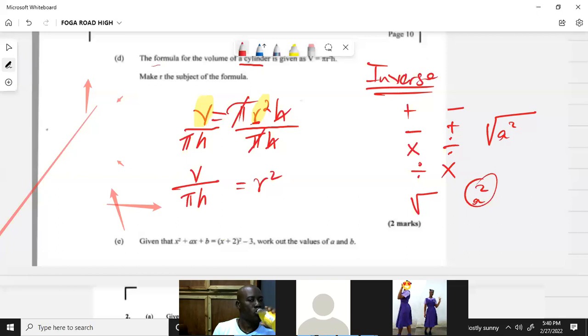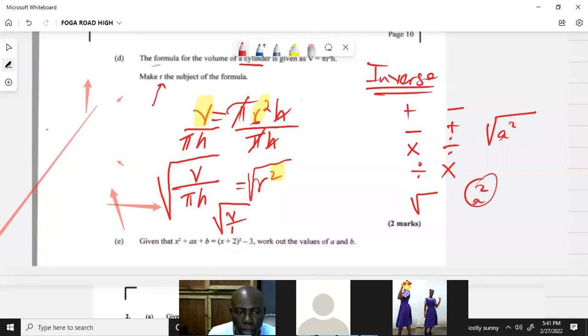We're not done, because they didn't ask us for r squared. We were asked to find r, but we are at r squared. We need to get rid of the square. What do we do? Square root. We'll take the square root here, but whatever you do on one side, you have to do to the other side. So we take the square root of the other side. At the end of the day, the square root of v over pi h is equal to r. All right, that's the answer. The square root of v over pi h is equal to r, just like that.